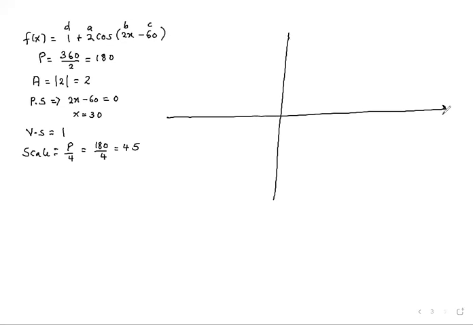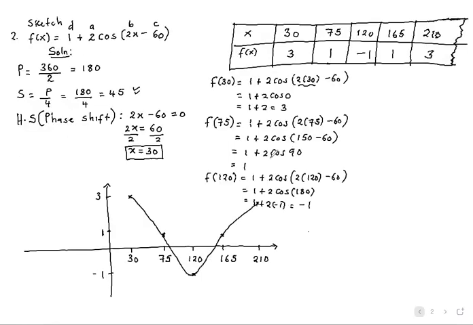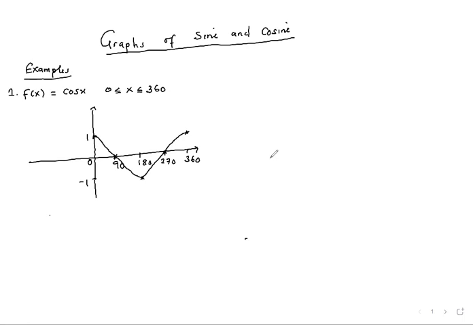So we go straight to the sketch. You start with the amplitude. The amplitude is 2. So from 0, we go to 2, and then to -2. Instead of 1, -1, the amplitude now is 2. So we have 2 and -2.